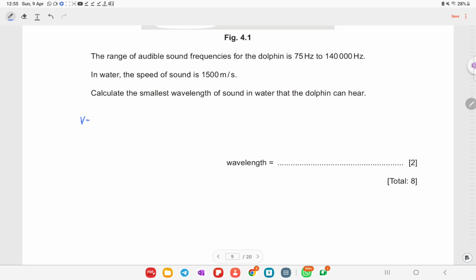So we know the formula: v equals f lambda, speed equals frequency times wavelength. We need lambda, so we make it the subject. It's going to be v over f. v will be 1500 divided by 140,000. You take the maximum frequency here, which is the largest value, because we need the smallest wavelength. Your final answer will be this.